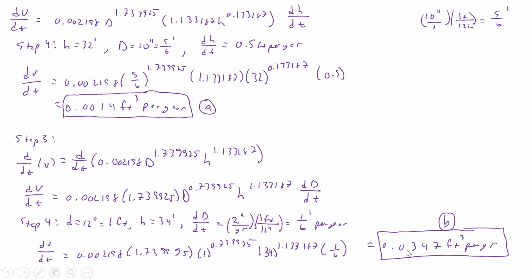Okay, so that's how we found that one. Again, just taking those derivatives. In this case, we had to do it twice, once with respect to height, once with respect to the diameter, and then we plugged in the rates of change for the diameter and the height to get to those actual values. All right, so let's pause and come back with another one.